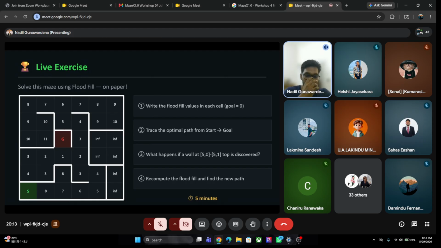Okay. So as you can see, what if I add a wall here? How does the recomputation of the flood fill algorithm change? So I add a wall here. Then, as you can see, only these cells get updated. These and this.